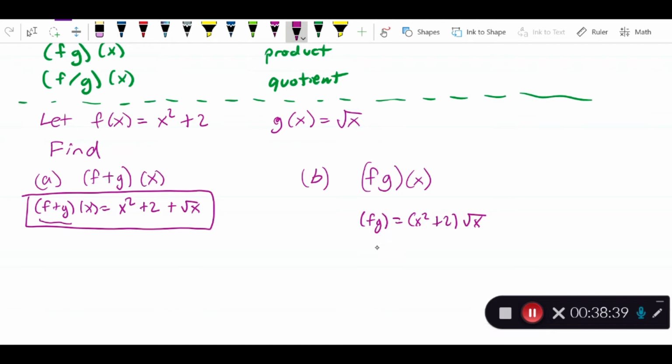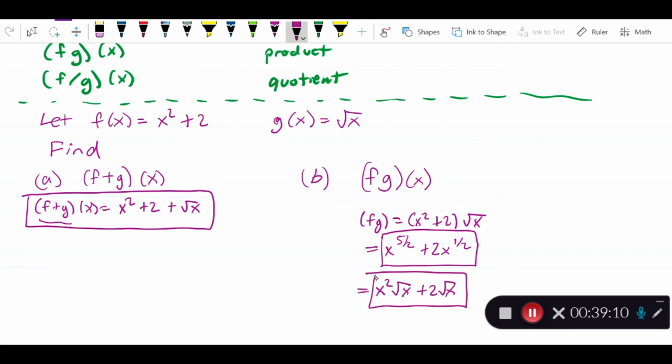So this becomes, now we'll use the distributive property, x squared times x to the 1/2 is x to the 5/2 plus 2x to the 1/2. I could have written it as 2 square root of x. I just wanted to keep these in the same notation. If you wanted to, you could write it this way: x squared root x plus 2 root x, and that would also be an equivalent answer.